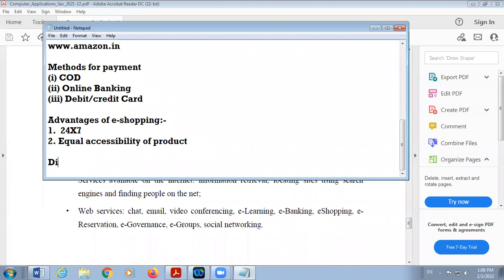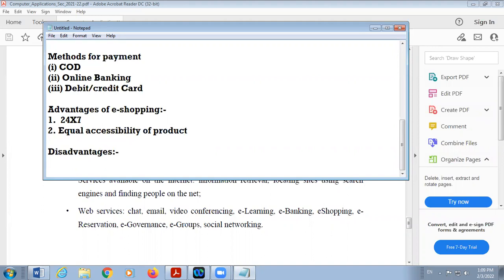But there are some disadvantages. These are, it is very difficult to judge the product, because the things are not physically there, they are virtual. With the help of a picture, you can find out its appearance. So that is a big problem in e-shopping. Reason is no physical presence. Okay, so things are not physically there.